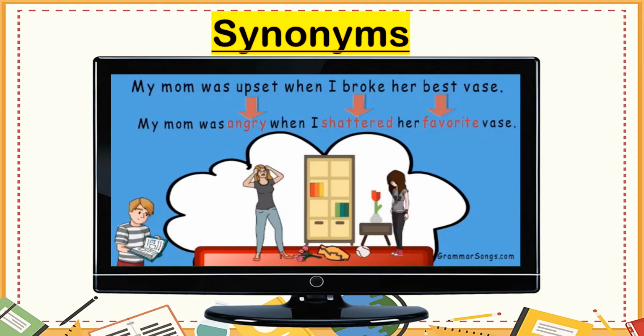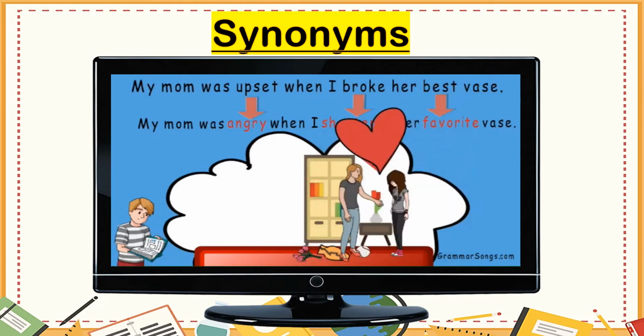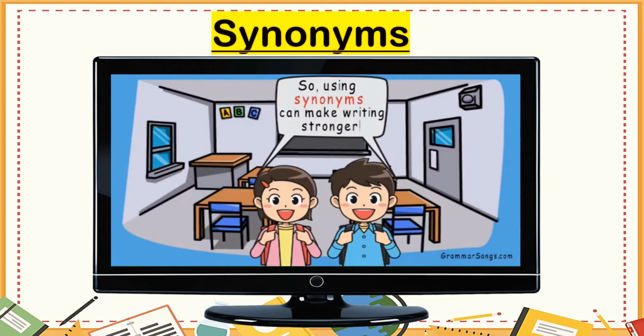Yikes! I'm sorry, Mom. We can clean it up together. Whew! At least there's a happy ending. So using synonyms can make writing stronger. Yes, using synonyms can make your writing more descriptive and vivid.